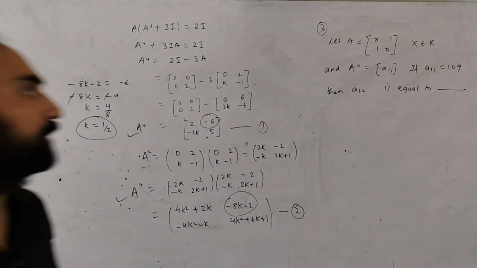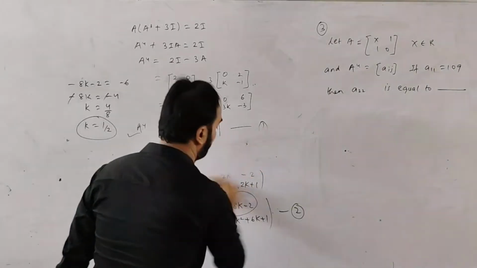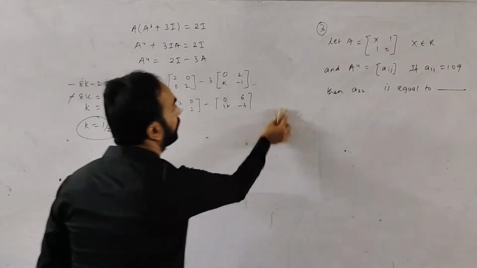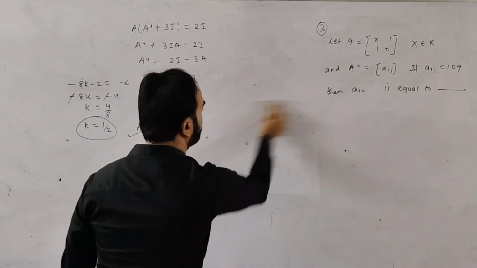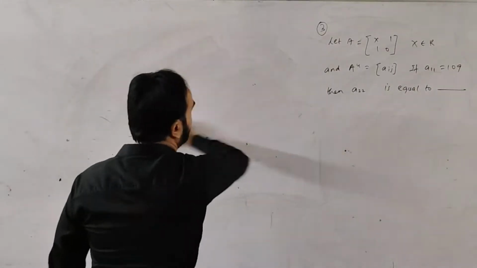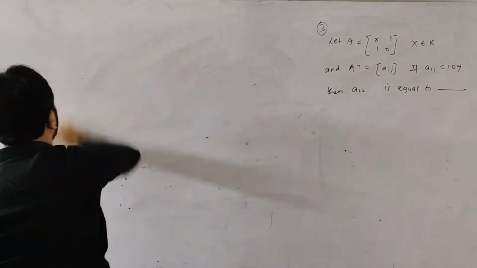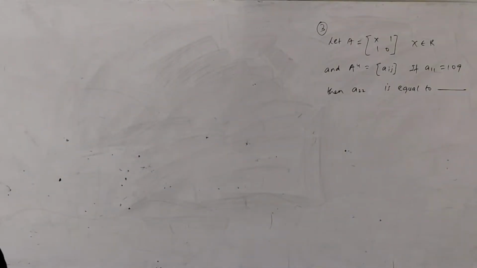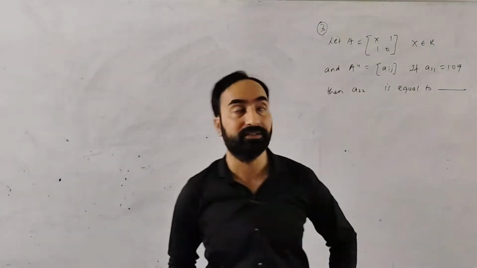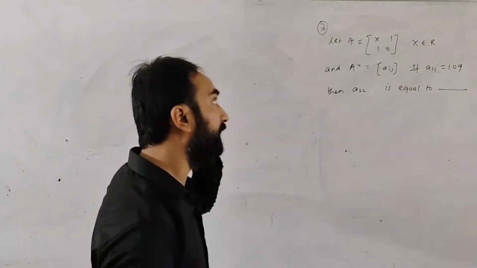So A is given as x 1, 1 and 0, where x belongs to R, and then a to the power 4. Here also a to the power 4 is there. Let's see how we can proceed. But here one thing is given, no? The one thing that is given is that first row, first column element is 109, and they are asking you the second row, second column. Again, it is a 2 cross 2 matrix, right? So just see how we can proceed.